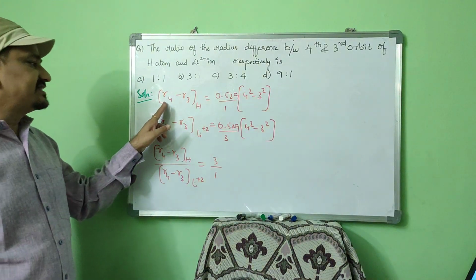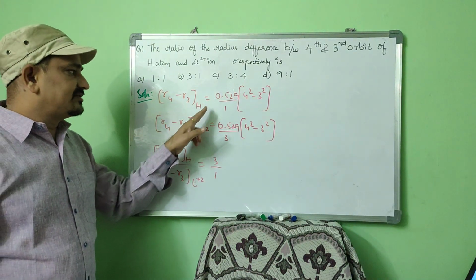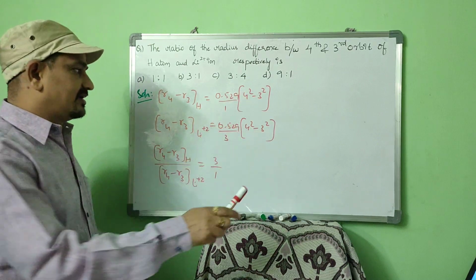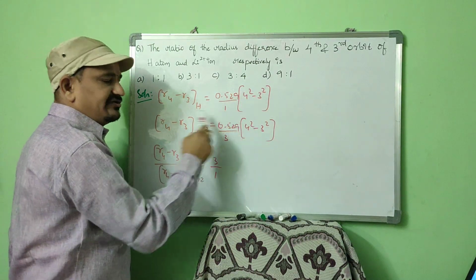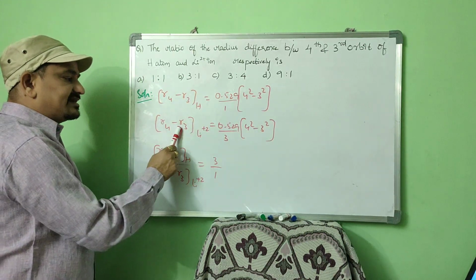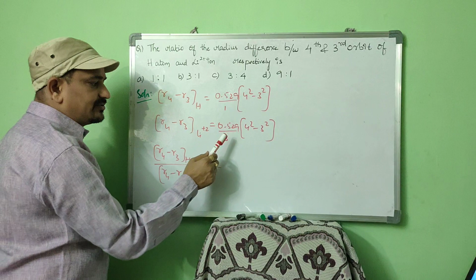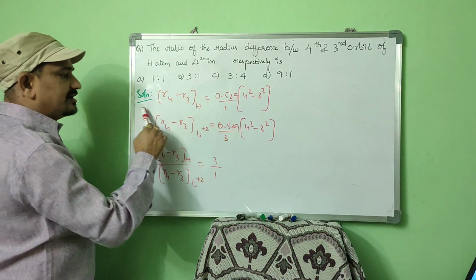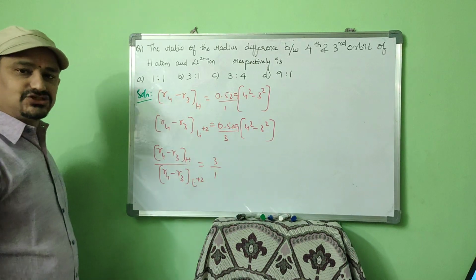So the radius difference between the fourth and third orbits in hydrogen is 0.529 into n square by Z. If you take 0.529 by Z common, this is the value. R4 minus R3 in Li2+ is 0.529 into n square by Z. Now the ratio of these two will be 3:1.